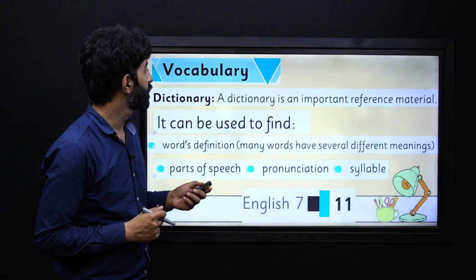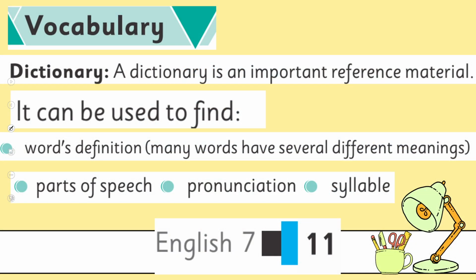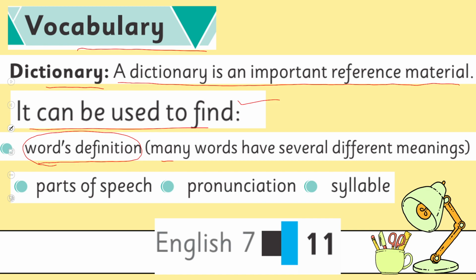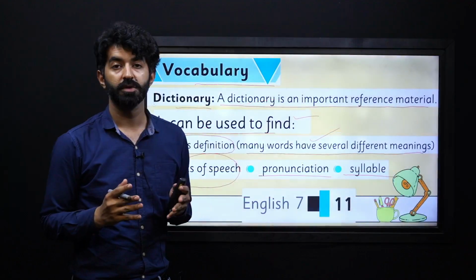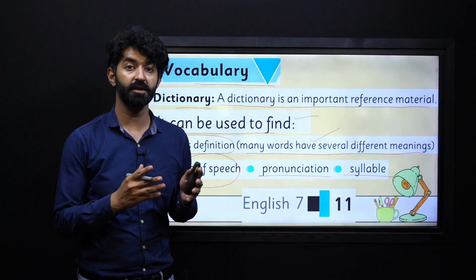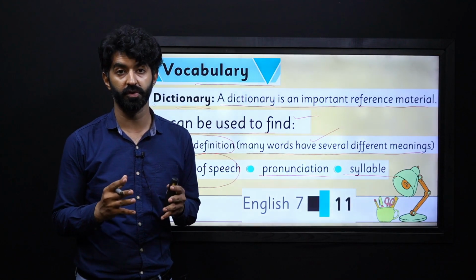Let's move on with our chunk from the book. This is from page 11 about vocabulary. So dictionary, let's read the definition. It's an important reference material. It can be used to find a word's definition. Many words have several different meanings. So that's why we look at the definition, or we also look at the parts of speech, pronunciation or syllable. So this is why dictionaries are used, and these are the things that can be found in a dictionary.